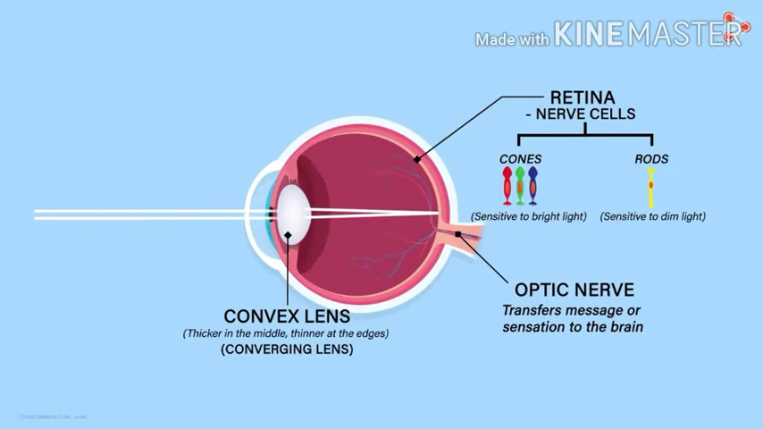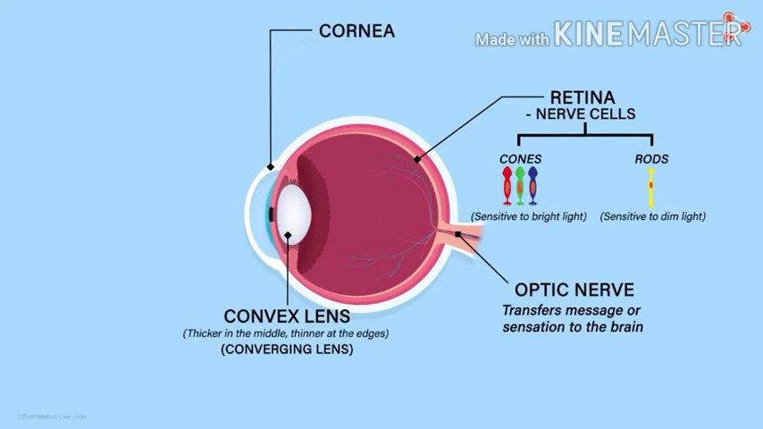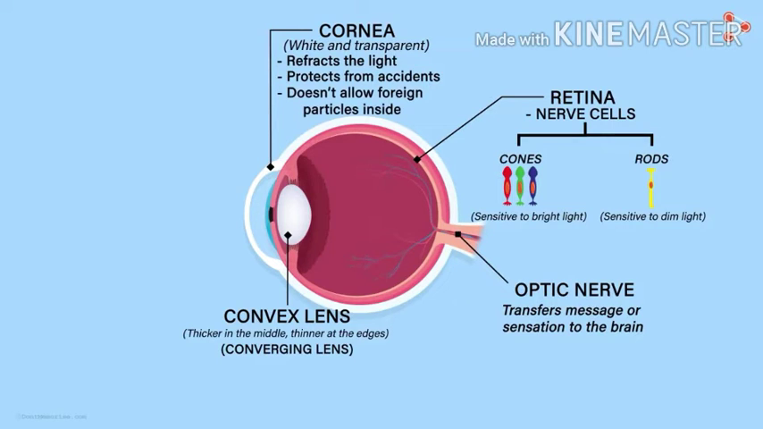Okay, let's quickly recap what we learned about the human eye. The human eye has a roughly spherical shape. The outer part of the eye, called the cornea, is a thick white transparent wall which protects the eye from accidents and keeps foreign particles from entering inside. Behind the cornea, the colourful part of the eye, called the iris, is present.